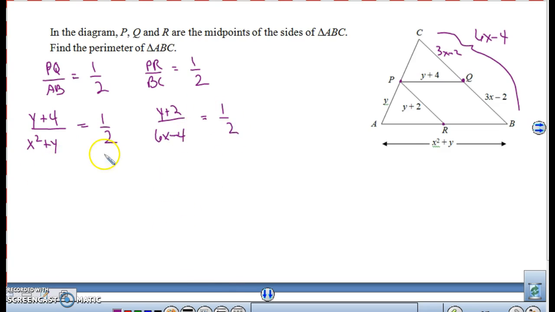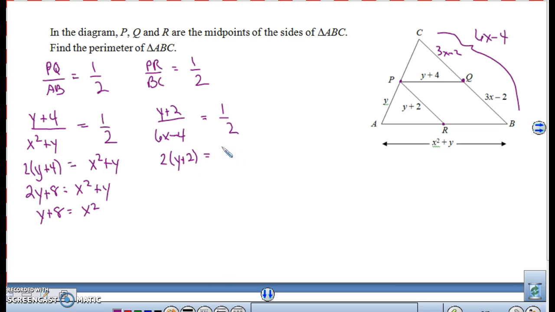All right, let's cross multiply. 2 times y plus 4, don't forget to distribute, is equal to 1 times x squared plus y, it's just x squared plus y. So 2y plus 8 is equal to x squared plus y. All right, I'm going to get my y's together, so I'm going to subtract the y, so that gives me y plus 8 equals x squared. Now on this one over here, I'm going to cross multiply. 2 times y plus 2 is equal to 6x minus 4 times 1, which is just 6x minus 4. Distribute, you get 2y plus 4 equals 6x minus 4.